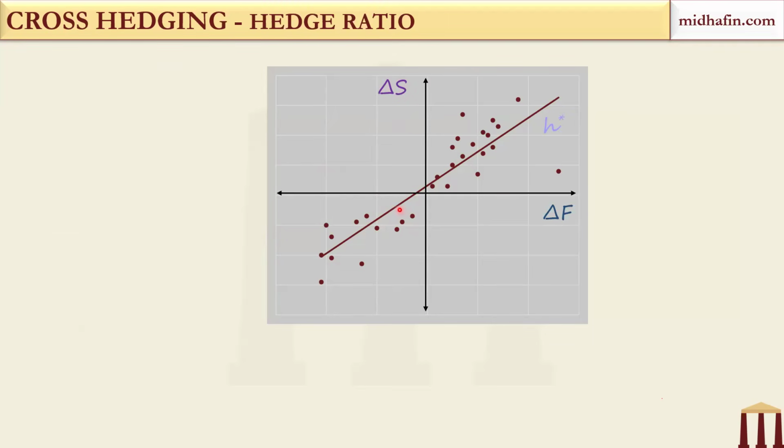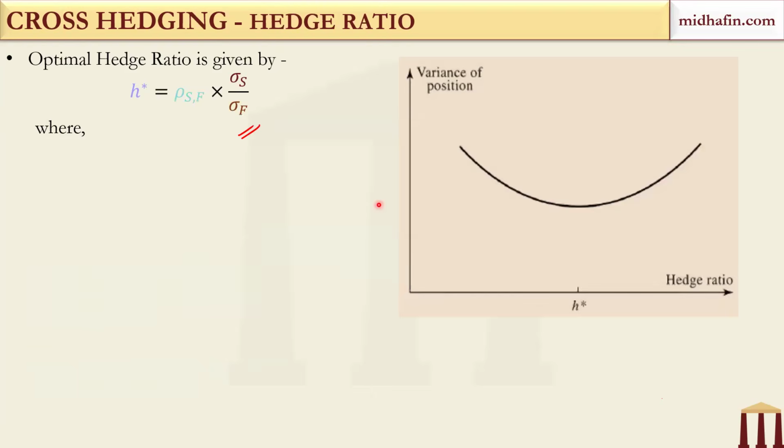And again, I'm just emphasizing it over here. The regression dependent variable is delta S. This also is a mistake made by many candidates. They tend to believe that the dependent variable is actually delta F. No, the independent variable is delta F. The dependent variable is delta S. And then you carry out this regression and you have the optimal hedge ratio as the slope of this regression line.